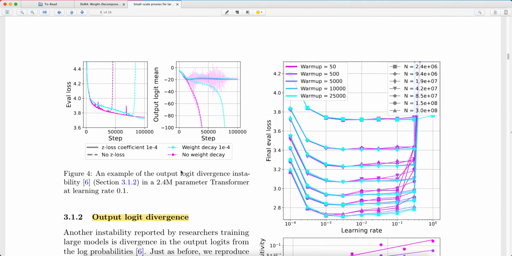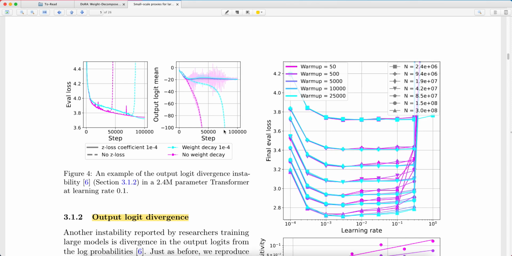An example of the output logit divergence instability. So output logit mean, weight decay, no weight decay. Output logit goes down to negative 100. With weight decay, it gets delayed.